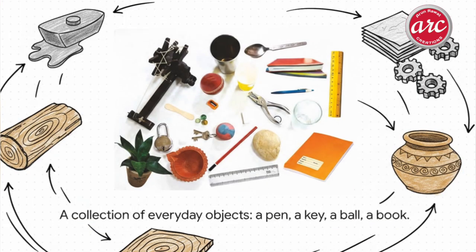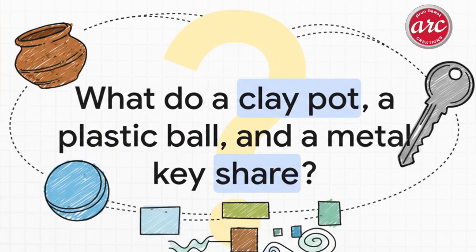I mean, our lives are just filled with this incredible variety of things, right? Each one has its own purpose, its own feel, but just under the surface, there's this hidden connection. What is the one thing that unites every single object you see right here? It feels like a trick question, doesn't it? A clay pot, a plastic ball, a metal key. But the answer is actually surprisingly simple, and I promise it's going to change the way you look at the world around you. So let's start by breaking things down.